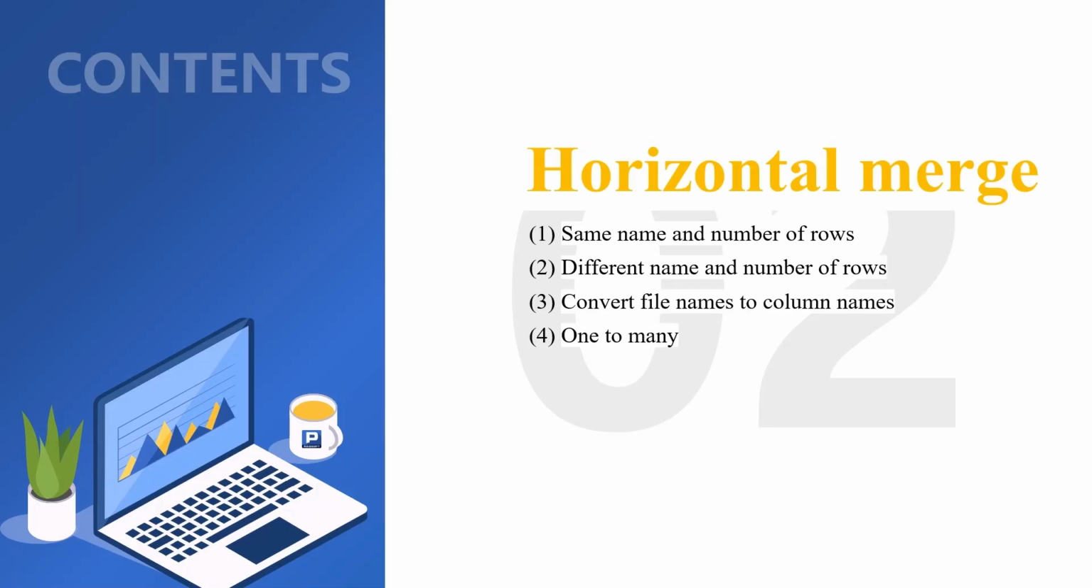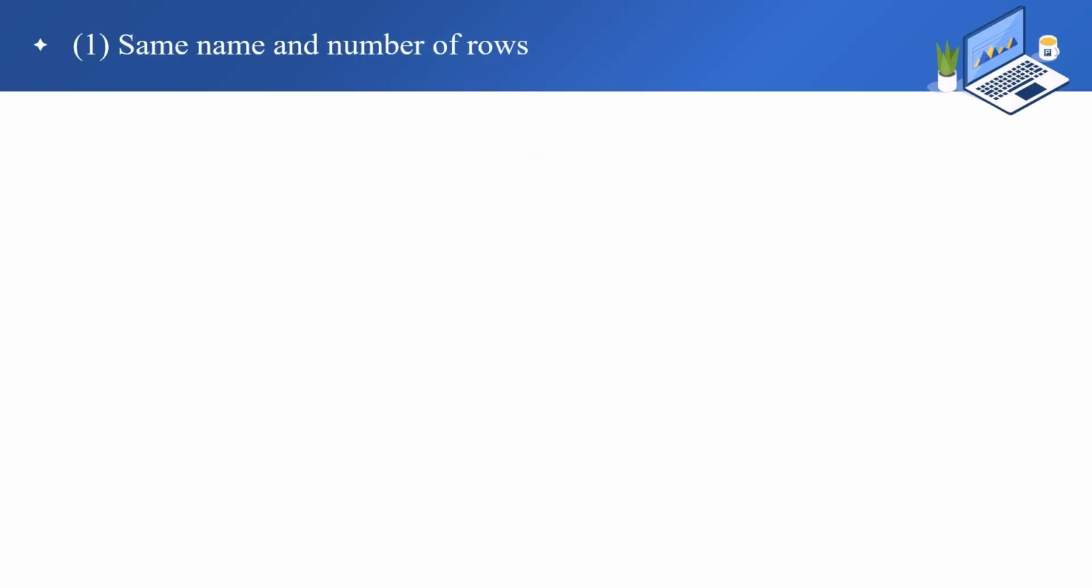Section 2. Horizontal merge. Horizontal merge generally makes the merged table wider. Similarly, it also involves several common situations, and we will also explain them one by one from simple to complex. 1. Same name and number of rows.